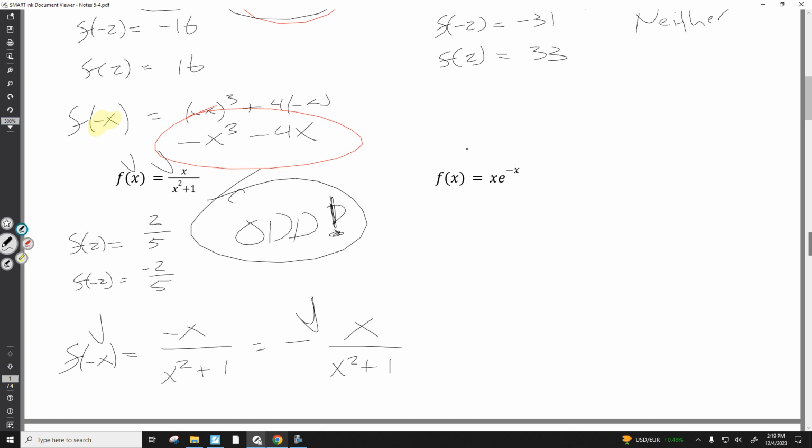What about this guy? What, you're on fire. You're like 4 from 4. Let's go 5 from 5. F of x equals x e to the -x. Is it odd, even, or neither? You've gotten a lot wrong. I'm actually 4 for 5. You got both neither wrong. I got that right. Thomas is going to get this one for us. Thomas, x e to the -x. Odd, even, or neither?